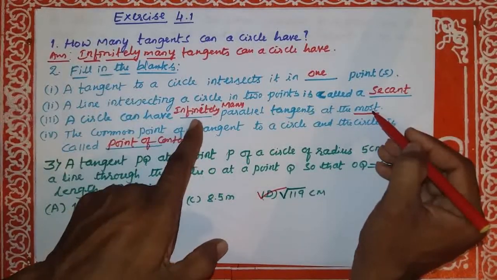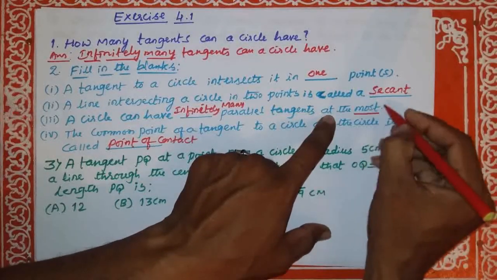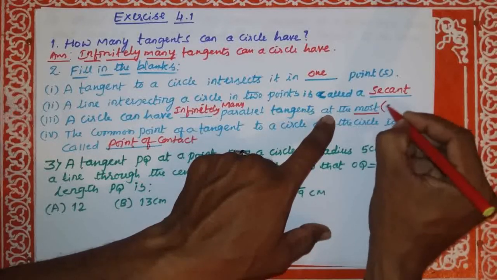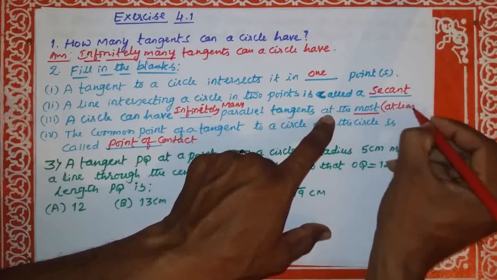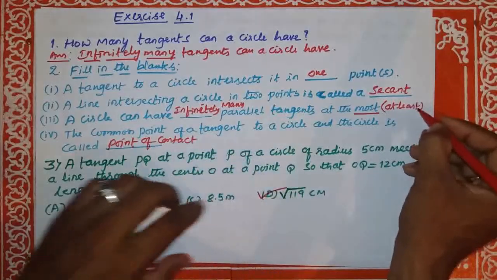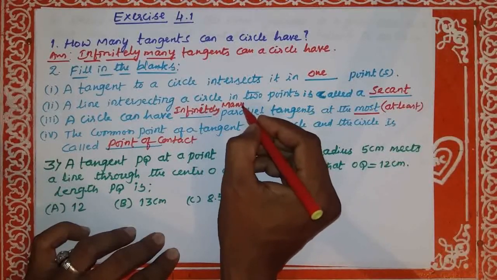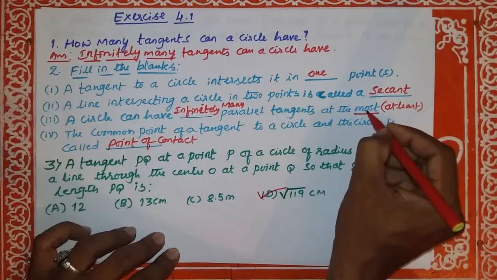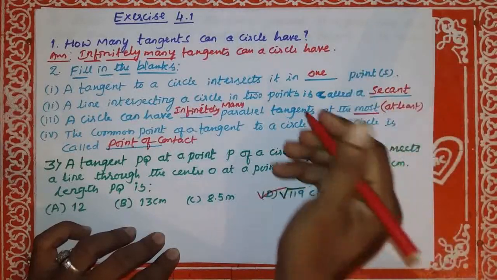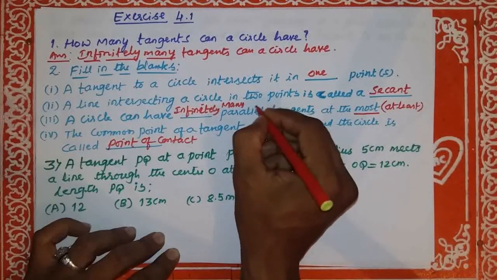If I wrote here infinitely many parallel tangents, I will write in this place at least. Okay, I will write here at least. See, at least means you write infinitely many tangents. Okay, and at most means you write only two tangents. So this answer is two parallel tangents.